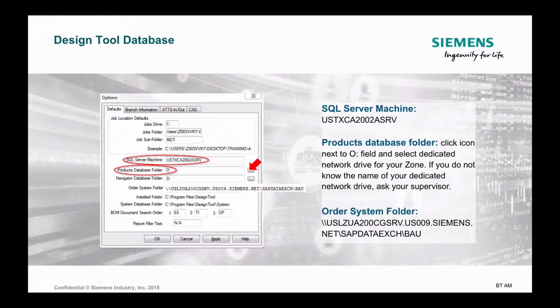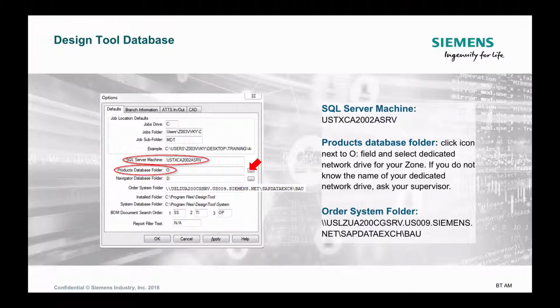In the Options window, you will need to make changes to the SQL Server Machine, Products Database folder, and the Order Systems folder. Please take a moment to pause this video and capture the changes displayed on your screen now. Once you have made these changes, click Apply and then OK. These instructions are also available in the Building Automation Detailed Design folder inside the Smart Project Delivery Guide available in Bluebeam.